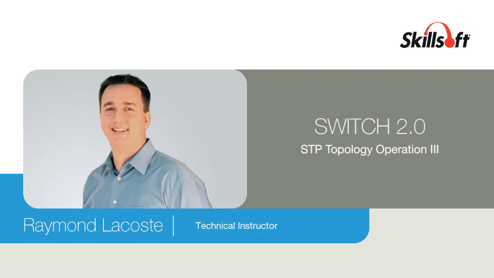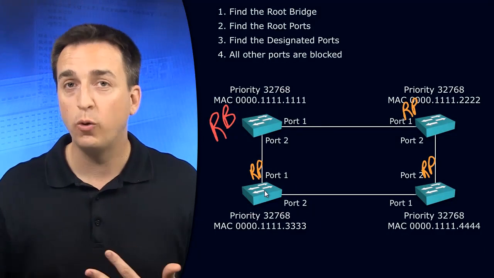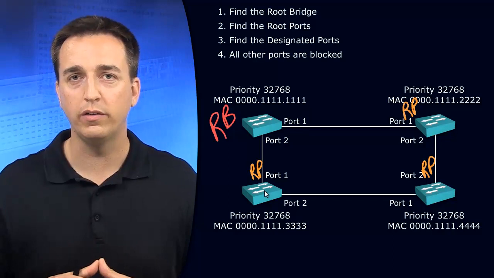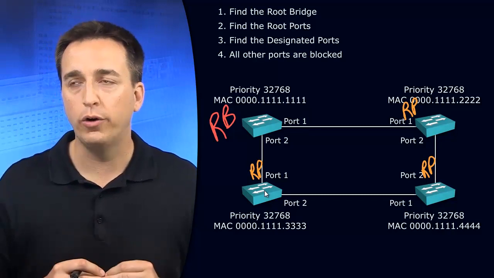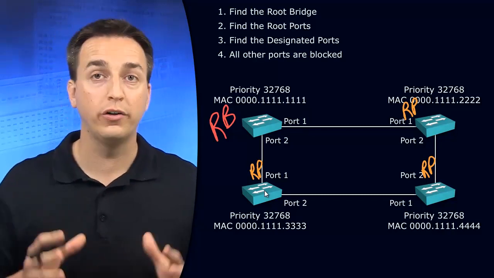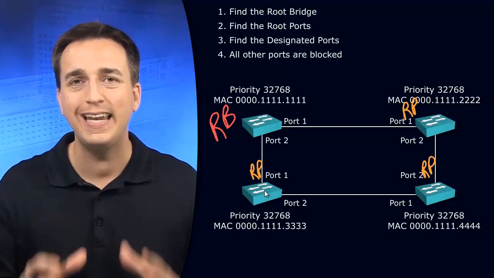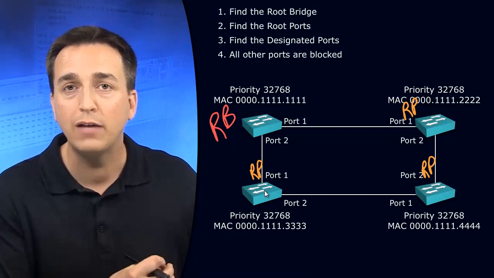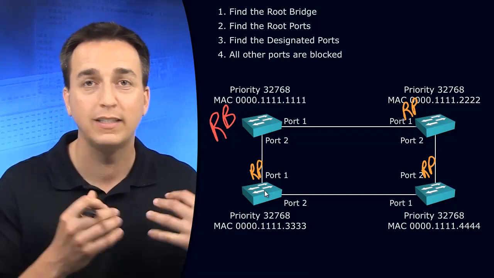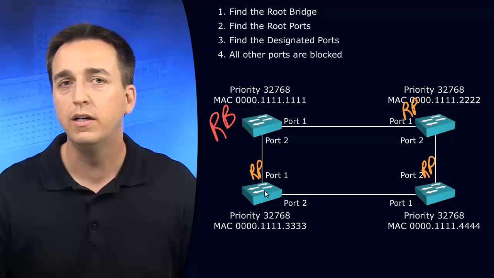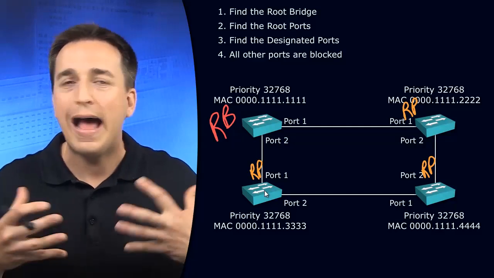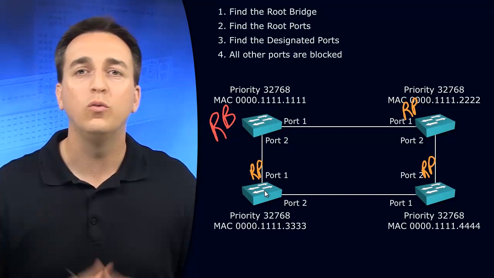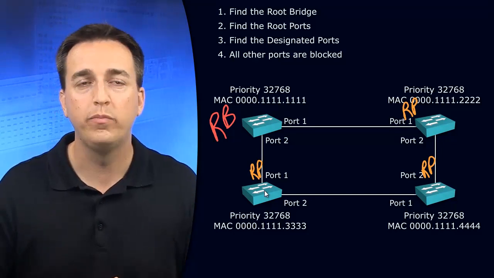Once you determine the root bridge and the root ports within a topology, it's time to identify the designated ports. The designated ports, just like the root ports, are in the forwarding state. They are going to be sending frames, receiving frames. They'll also be populating the MAC address table based on the source MAC address in those frames that are being received. So they're in the forwarding state. They're actively participating with the forwarding of information within the spanning tree topology.